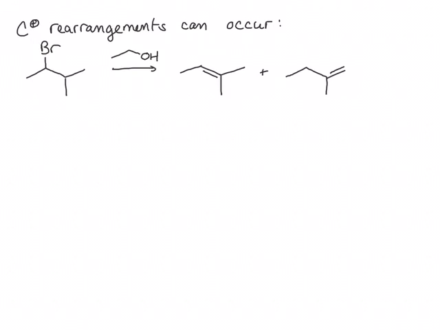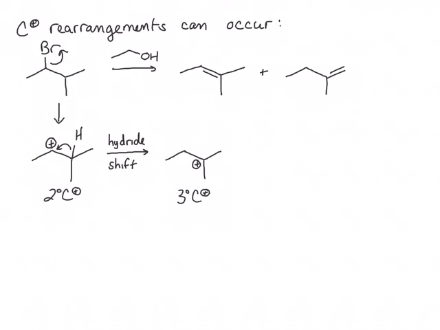Let's look at the mechanism. The first step of an E1 mechanism is the leaving group leaves, forming the carbocation. This is a secondary carbocation, but a hydride shift can give us the more stable tertiary carbocation. This carbocation can eliminate in one of two ways.